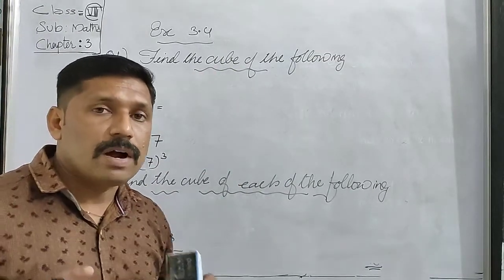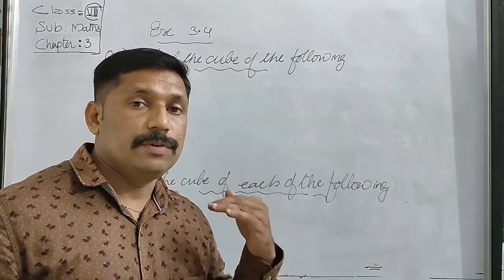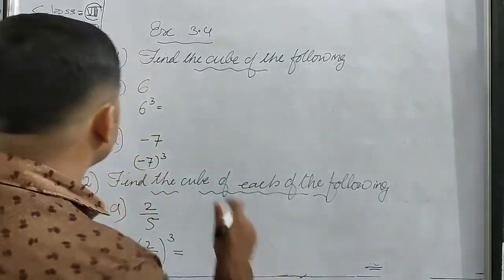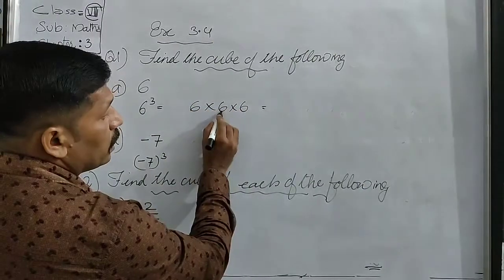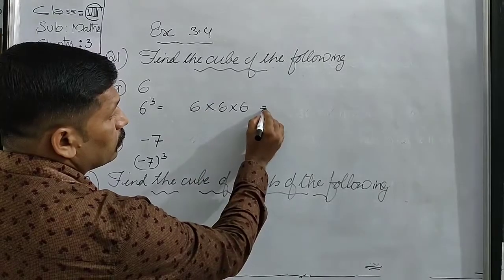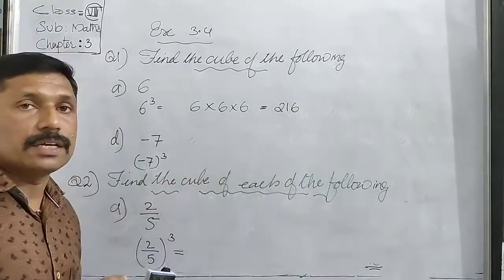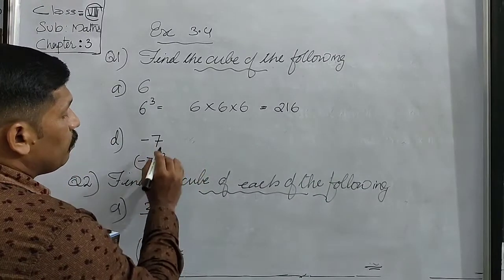Dear students, in order to find the cube of a number, we multiply that number 3 times, and take care of the symbol also. So here 6 cube means 6 into 6 into 6, 3 times. 6 6s are 36, 36 6s are 216. So the cube of 6 is equal to 216.